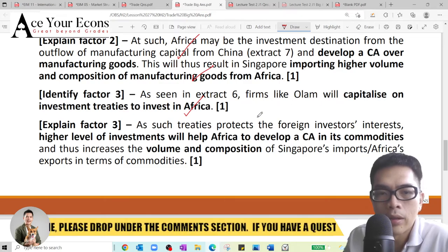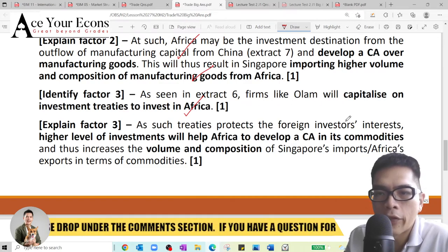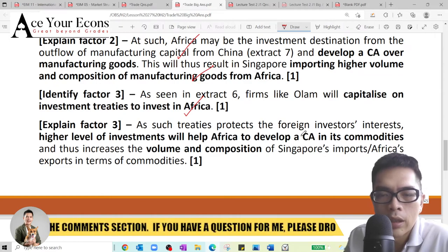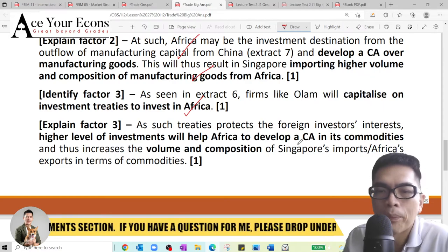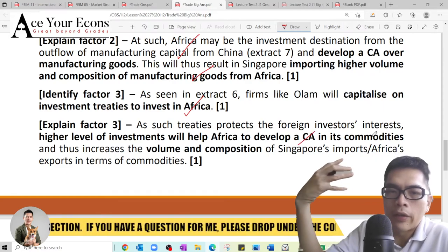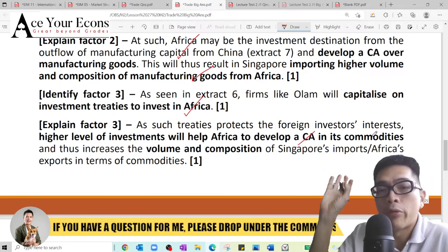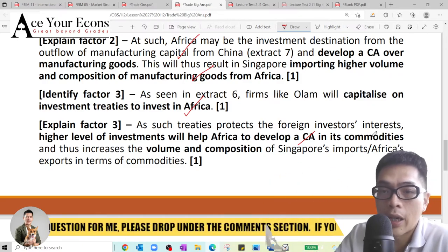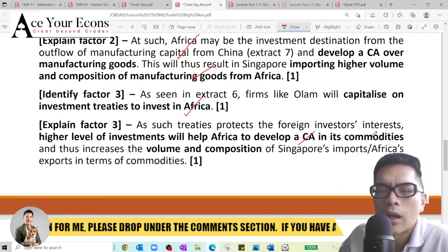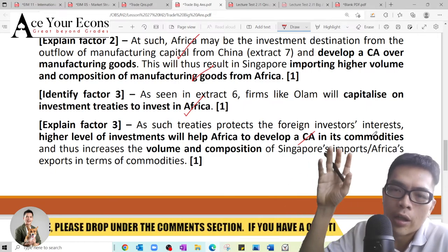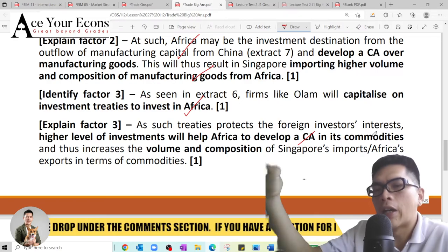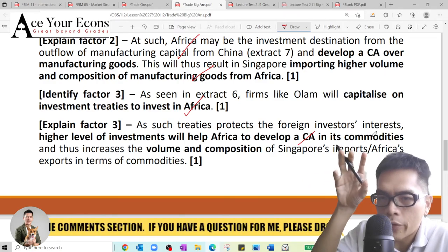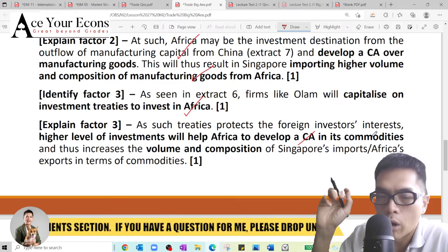Olam is a Singapore firm. You can see that when investment treaties are signed, this protects the foreign investors' interests. And there will be a higher level of investments to help Africa develop its comparative advantage in commodities export. Without the investment treaties, firms like Olam will be more wary because they may get scammed in Africa. If you invest capital there, your capital can go missing the next day. So with a formal treaty, investors' interests are protected. Then this will guarantee a higher level of investment. And when there is a higher level of investment in the commodity sector, this will help Africa build its comparative advantage in commodities over time.